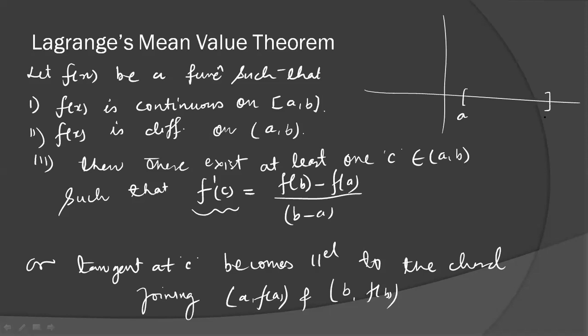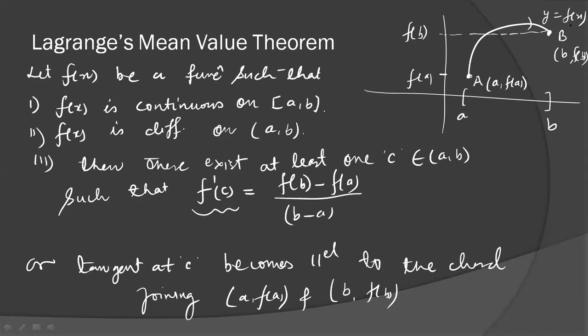Suppose this is your closed interval [a, b]. Here f(a) is not necessarily equal to f(b). Suppose at a the function value is f(a) here, and at b the value is f(b). So the coordinate of a will be (a, f(a)), and the coordinate of b will be (b, f(b)), if this is your function y equal to f(x). Now there will be a c between them, where f'(c) is equal to (f(b) minus f(a)) upon (b minus a), or this tangent is parallel to this chord.